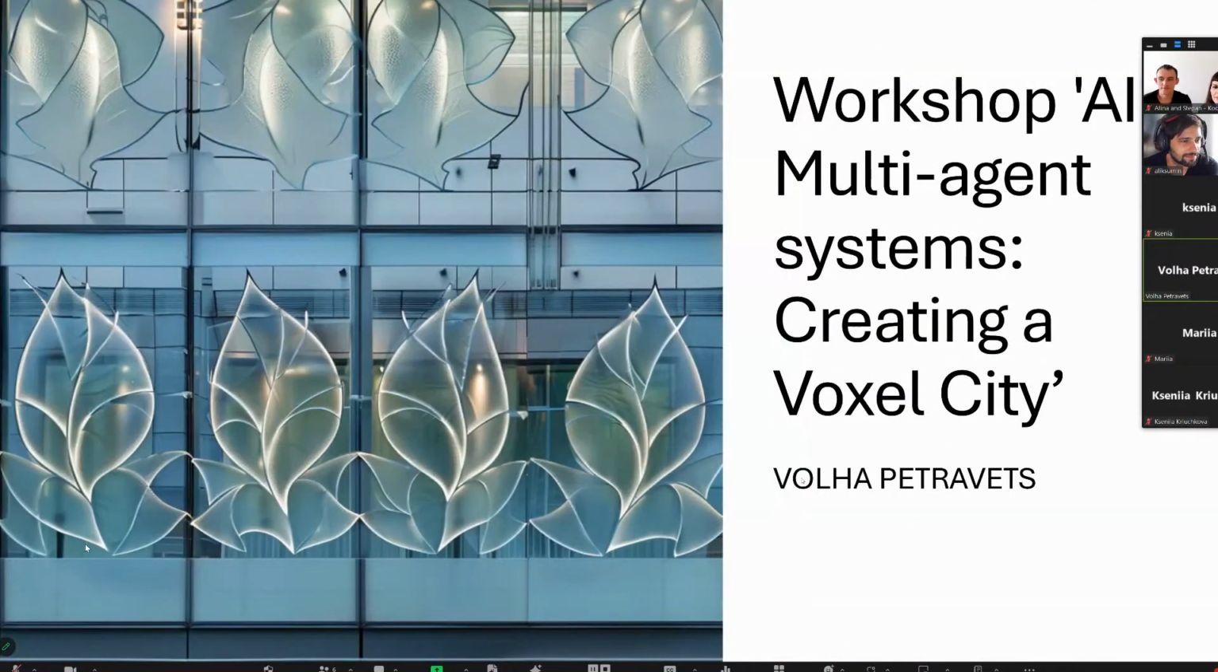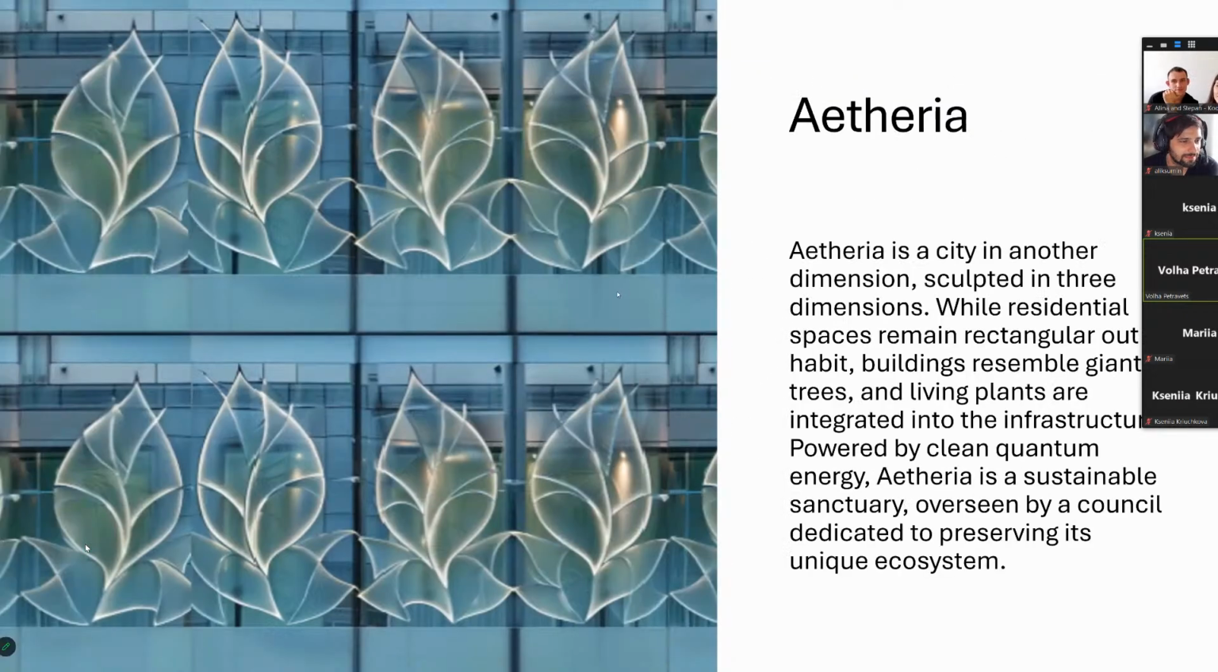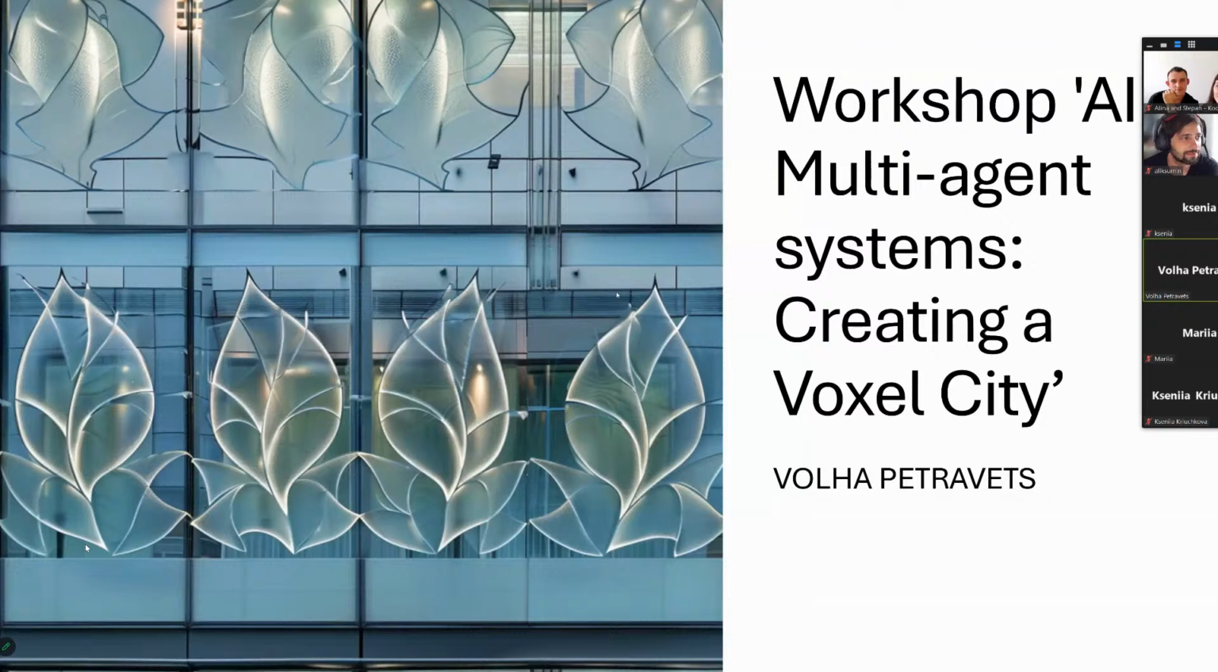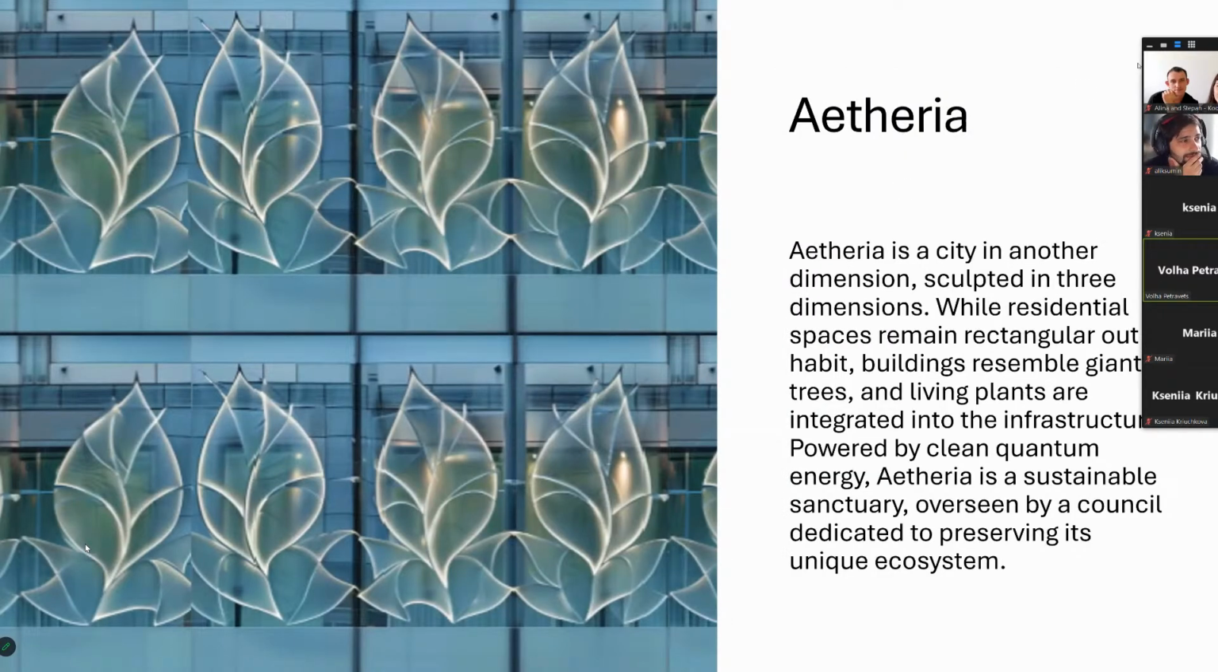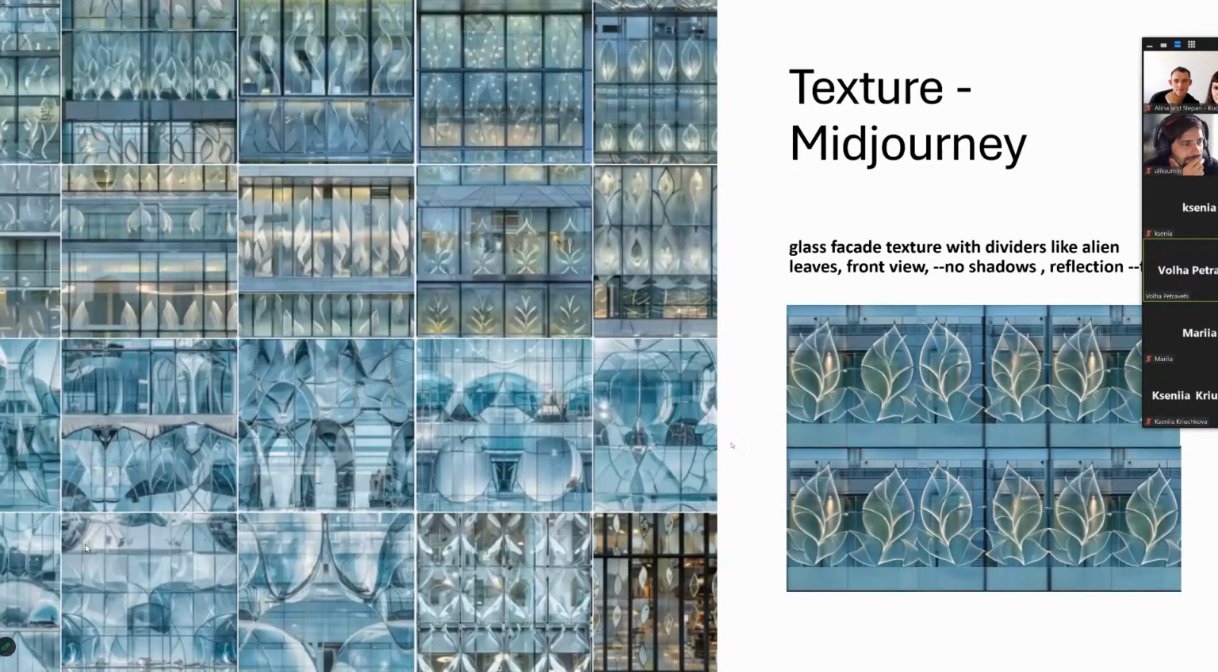Okay. It's my name. It's Volga. It's a Belarusian name. I try to specify my city with a name, with a little story, and I try to make a new texture using Midjourney. It's my prompt.